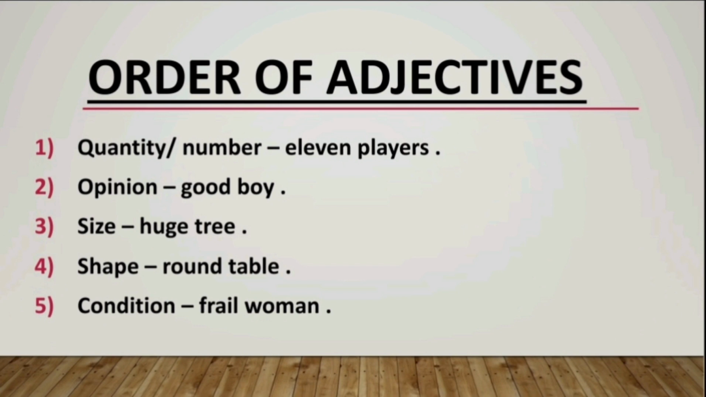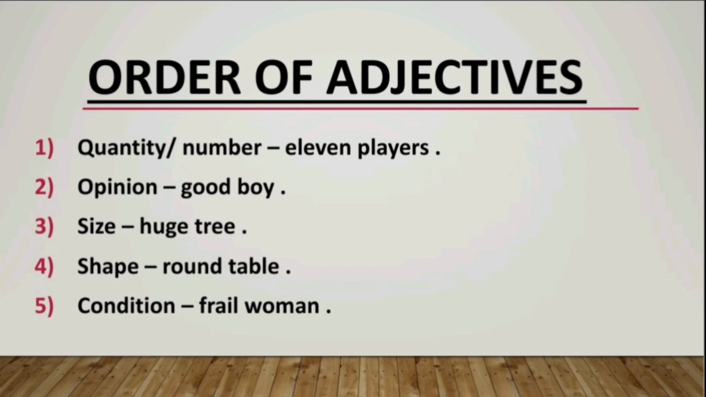It starts with quantity or number. For example, 11 players. Then comes the opinion, good, bad, etc. Good boy. Then it is followed by size, huge tree. Then comes the shape, round table, square, triangular, anything that you require to write. Next is condition, frail woman, poor woman, rich woman.